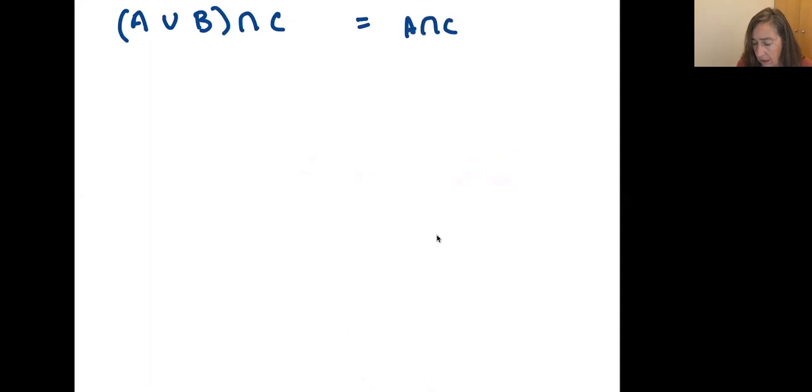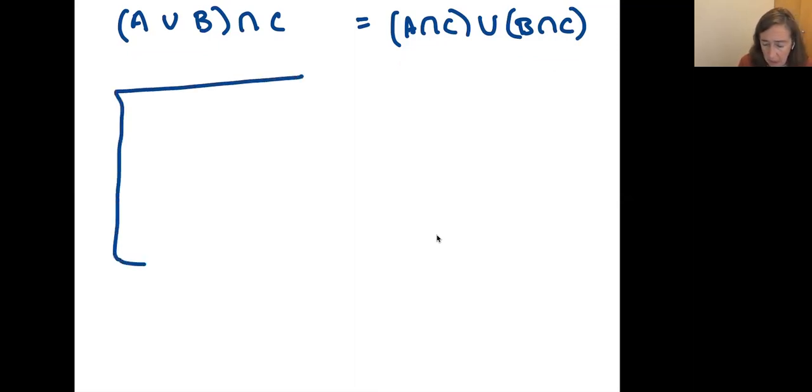Okay, so first of all, let me remind myself of what those distributive laws are. The first one, the claim is that A union B intersect C is the same thing as if I first take A intersect C, then B intersect C, and the union of those things. So what I want to do is draw a Venn diagram for each side of the equation. And what we should find is that the areas indicated are equal.